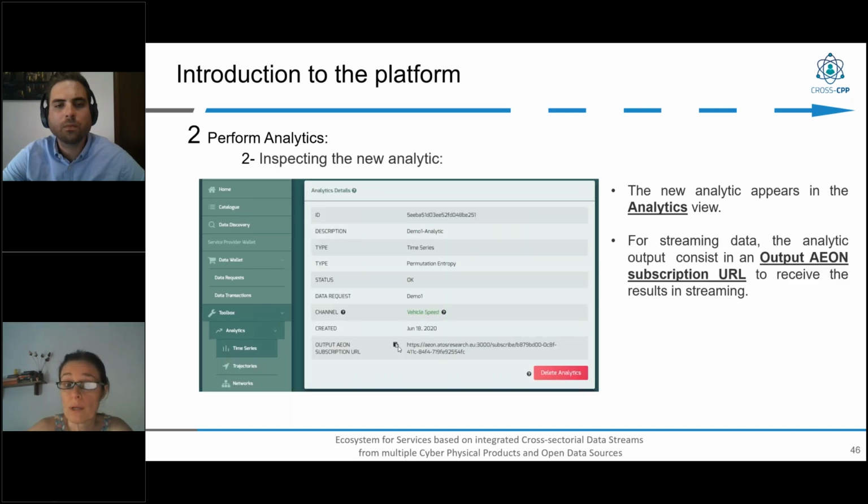Okay, and then, well, the difference between batch mode and streaming mode is that if it is a streaming mode, then we will have a channel in which we are going to receive the information regarding the analysis in a continuous way as data are being generated. So we'll have this URL, as we can see there at the end of the page, that regards the subscription channel, in which we will be getting all the information for our analytics in the streaming mode.